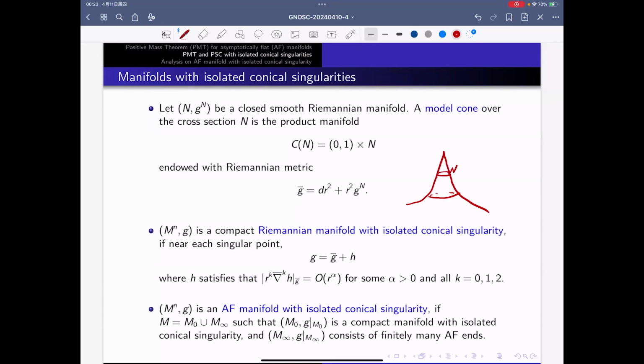So this cross section: this kind of conic singularity in general is not only a metric singularity, but also a topological manifold singularity if the cross section is not diffeomorphic to a sphere. Now, even if it is diffeomorphic to a sphere, the metric g_N may not be the standard round sphere metric. That's just a conic, just a metric singularity.